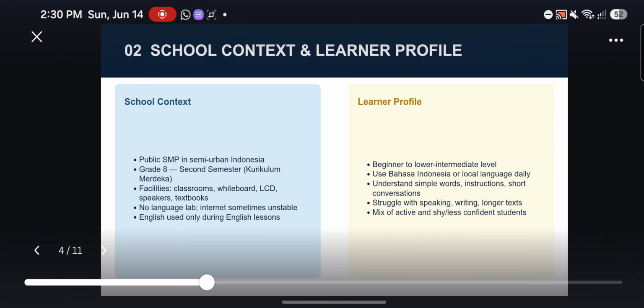On the right side is the learner profile. Students are at a beginner to lower intermediate level. They can understand simple words and short conversation, but they still struggle with speaking, writing, and understanding longer texts. Some students are active and enthusiastic, but some are shy and not confident when speaking English. These two things, the school context and the learner profile, directly shape every decision I made in this syllabus.